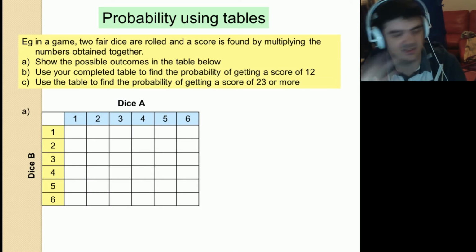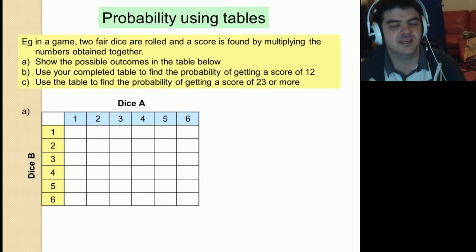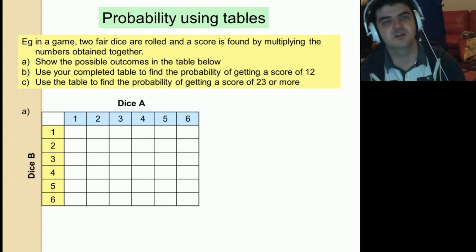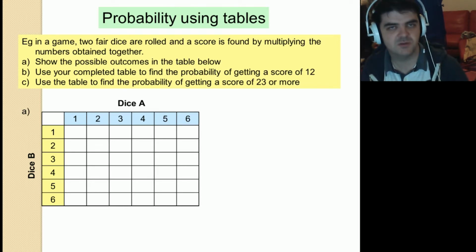Okay, and similarly, if we do the same thing, except this time we multiply the scores together, you can fill out the table as below. You can pause the video and do it. And you should get something like this.